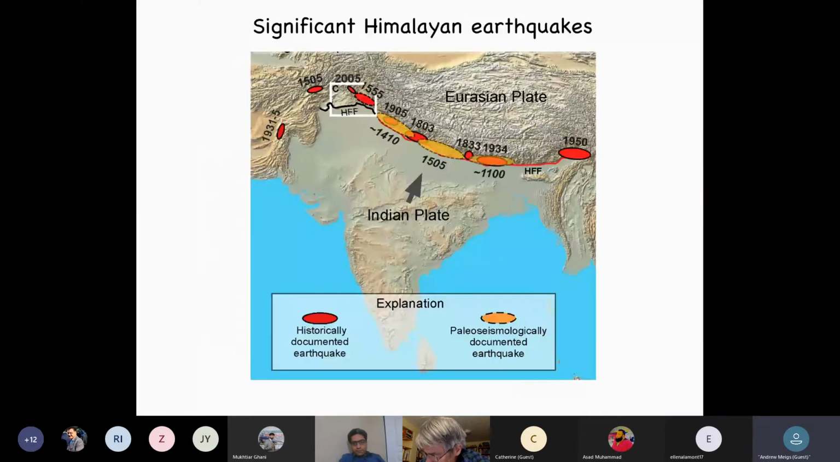The plate boundary has generated all or nearly all of the significant earthquakes in the Himalaya, both in the historically documented record, which are in the red ellipses, and the paleoseismologically documented record, which are in the yellow ellipses. And what I would just show you here is that within that record, we can see that most of the plate boundary, with the few exceptions here in the east near the Shillong Plateau and up here in the Pakistan and northwestern Himalayan region, have ruptured in very large earthquakes. Very large meaning the largest ones are in the magnitude 8.5 or larger range. And these are among the biggest earthquakes that we know occur on the planet.